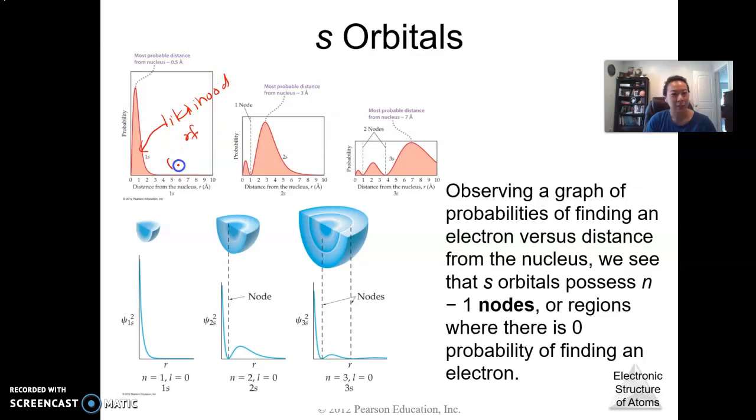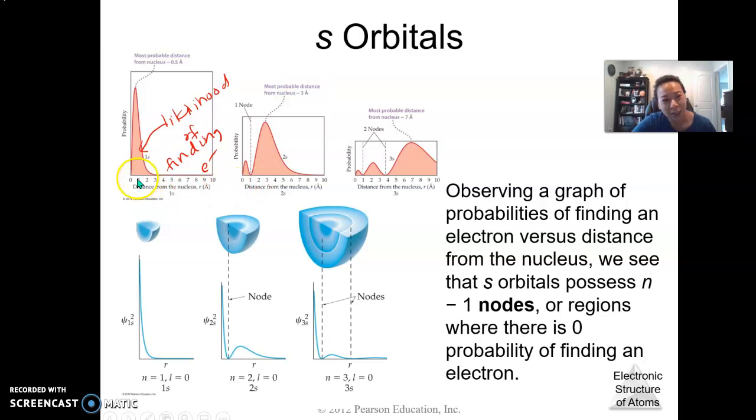So if you notice, super big bump. This is a very high likelihood of finding an electron so close to the nucleus. But when your 2s orbital comes in, you notice there's a node. Okay, that's a region where there's zero probability. Look at where the node is. It's at 1 angstrom from the nucleus.